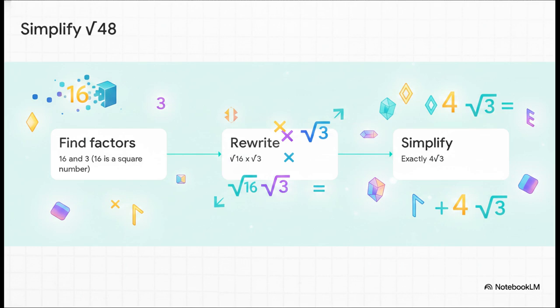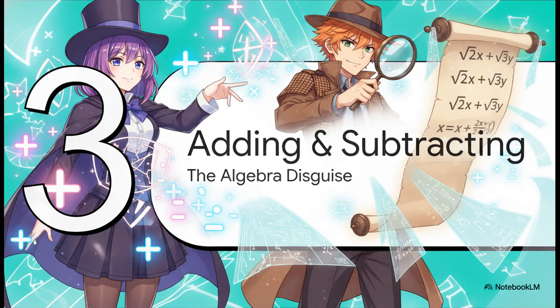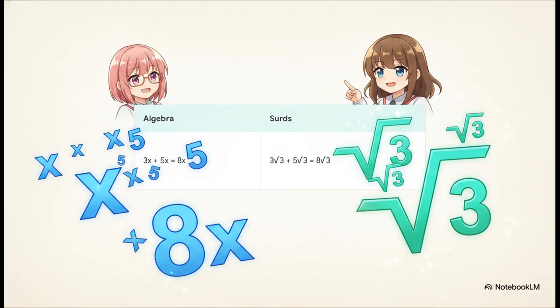Trust me, getting into the habit of doing this simplifying mechanic first will save you from giant headaches later in the exam. Okay, leveling up again. Section 3, adding and subtracting rules, the algebra disguise. Now, I know this might look a bit scary at first glance, but I promise it's just standard algebra wearing a very clever disguise. Notice how the algebra column compares to the surds column here.